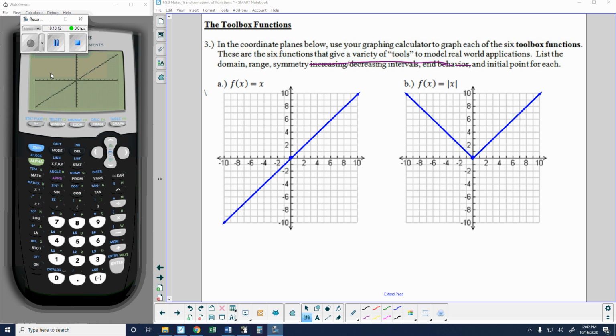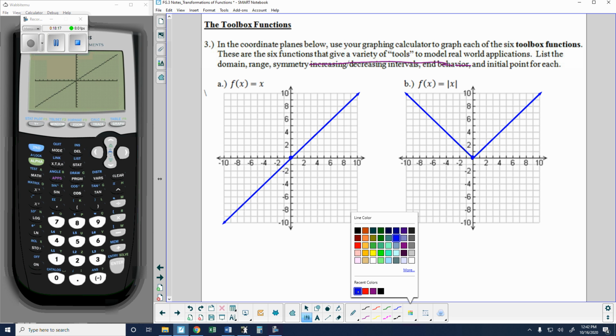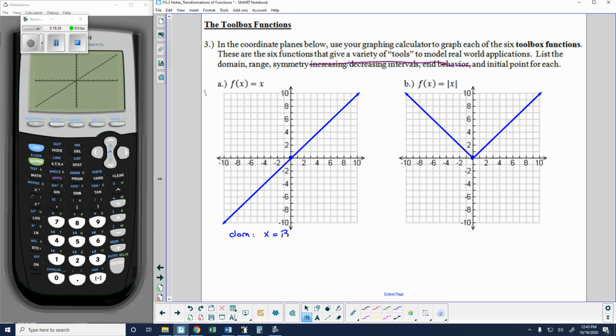So if we take a look at 3a, this is a line. We did want to list domain, range, and symmetry for this function. So remember, domain is all x values. And this function hits all of the x values. It's going to go to the left forever. It's going to go to the right forever. So the domain is going to be all real numbers. The range will be the same thing. Range is all of the y values that are eventually going to be part of the function.